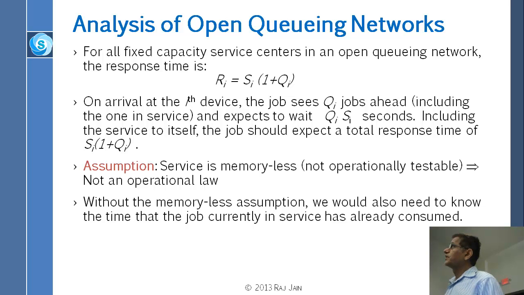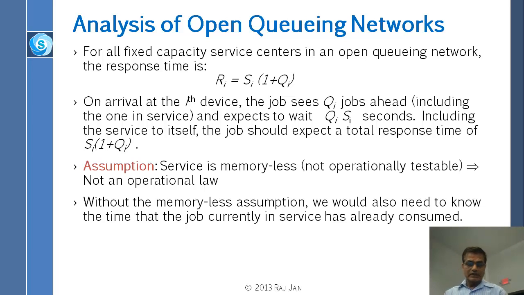R is equal to S times 1 plus Qi. This is actually related to Little's law, one of the laws that we already discussed. Anyway, on arrival, the ith job sees Qi jobs ahead of it, and therefore it has to wait Qi times Si, plus it has to get a service itself. So the total response time for the job at the ith device is Si times 1 plus Qi.